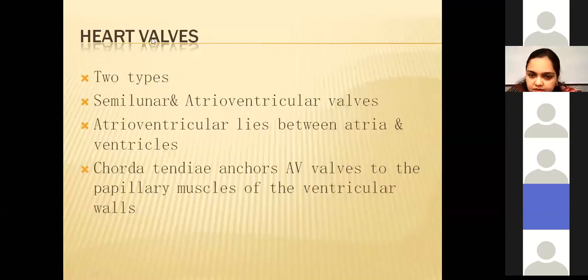Heart valves we discuss: two types, semilunar and atrioventricular valves. Atrioventricular valves lie between the atria and the ventricles. The chordae tendineae are the muscle type that anchors and supports these atrioventricular valves, attached to the papillary muscles. And these papillary muscles arise from the ventricular wall.